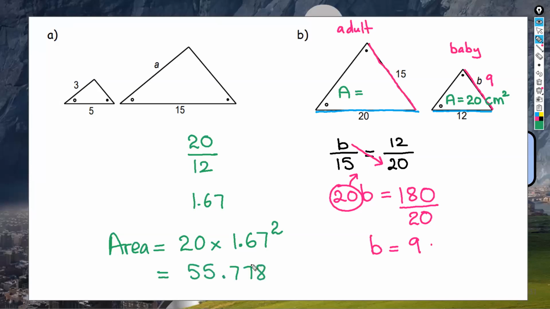55.778 or something like that. You can round it off to 2 decimal places. Make sure you see this, keep trying it on the calculator until you see 55 point something.